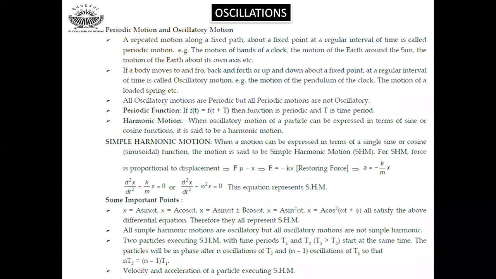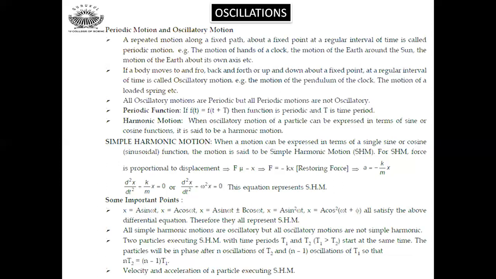The motion which repeats itself after a regular interval of time, you call it periodic motion. And the to and fro motion about a fixed point, you call it oscillatory motion. All oscillatory motions are periodic in nature, but all periodic motions are not necessarily oscillatory. Periodic motion can also be circular motion, so circular motions are also periodic in nature.